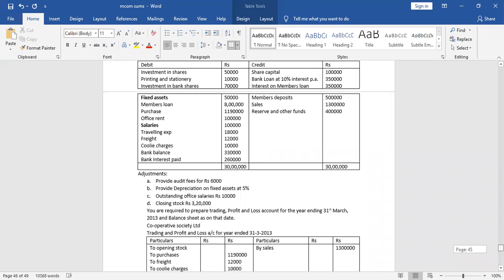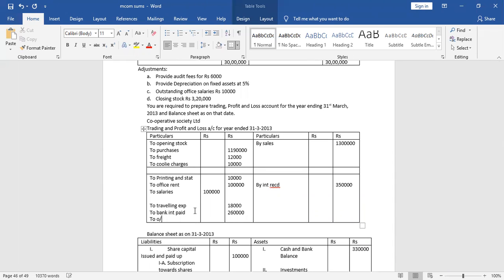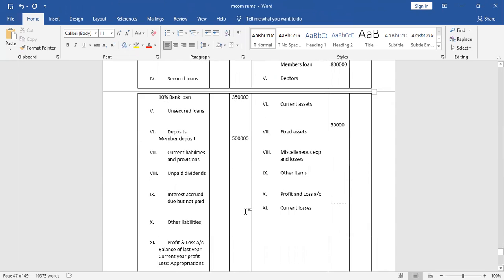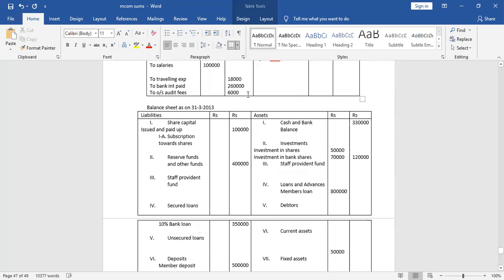Now come to the adjustments. Provide audit fees 6,000. So audit fees is not there at all, so the whole amount is outstanding. Outstanding audit fees 6,000. I will write here 6,000. One more effect I will have to give in current liabilities. Where is current liabilities? Outstanding audit fees amount is 6,000. Then what else do I have?